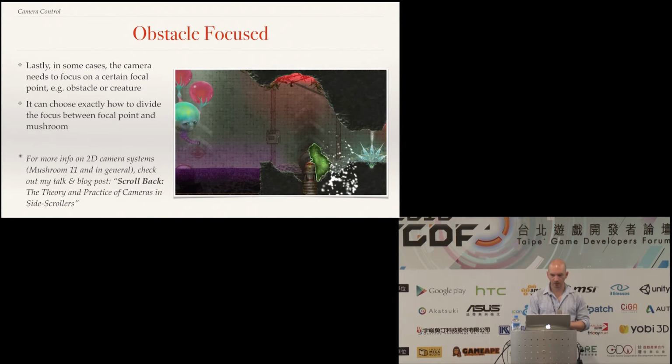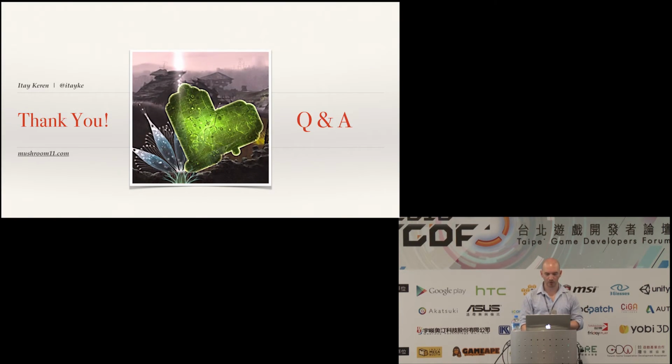And in some cases, there are obstacles that you want to focus on. In this case, if I just focus on the mushroom or the average of all the mushrooms, I would not even see the boss. So here I'm doing a 50-50 weighted average between the average of all the mushrooms and the boss. All right, and for much more info on this and on 2D camera systems in general, you can check out my blog post and GDC talk called Scroll Back. And that's it. Thank you very much.